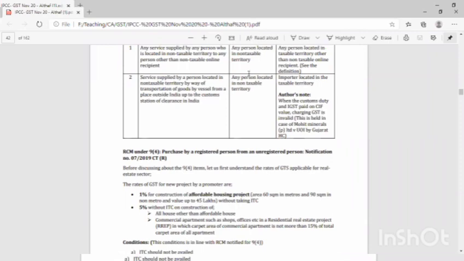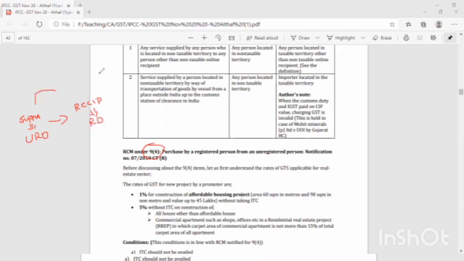But that is not there now. That was removed way back in 2017. So anyway, now they have introduced a new way under section 9(4). Here also the important concept is that the supplier must be unregistered, and the recipient must be a registered person. That is the one condition.